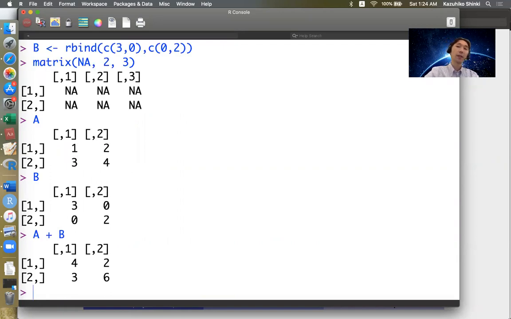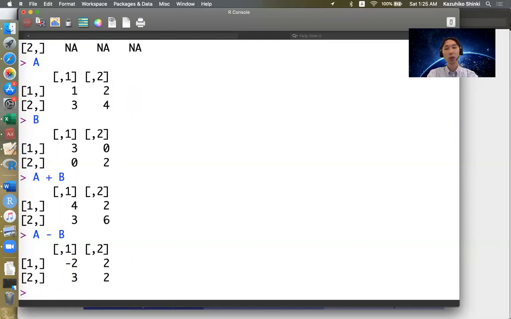That is done in the same way as the operation for scalars. So A plus B is this. The 1, 1 entry of A and the 1, 1 entry of B are added to 4. Okay, 1 plus 3 is 4, and 3 plus 0 is 3. By definition, matrix addition and also matrix subtraction are done element-wise, so it's the same as the usual operations. So A minus B: 1 minus 3 is negative 2, and 2 minus 0 is 2.